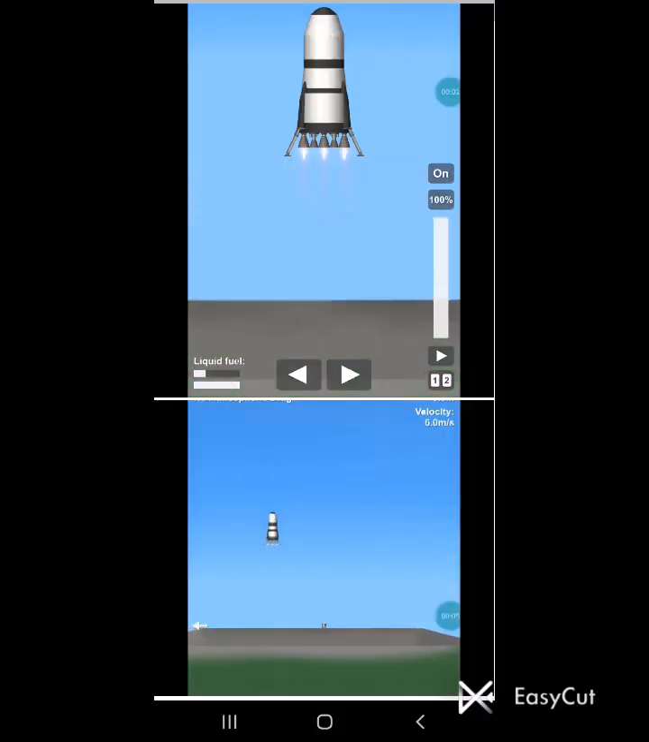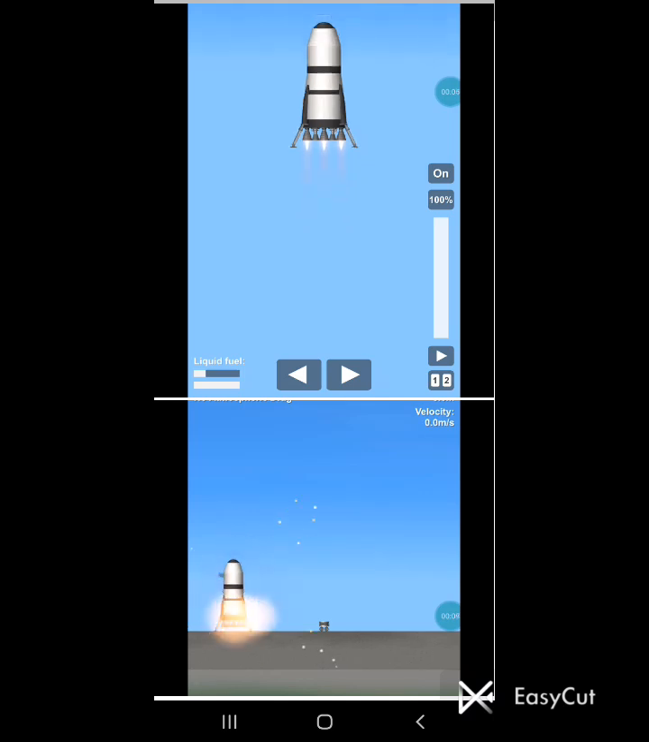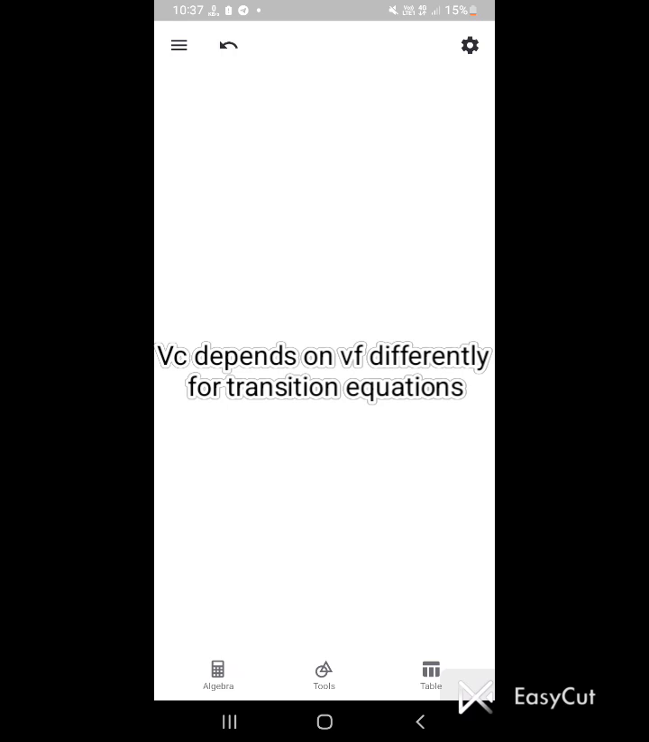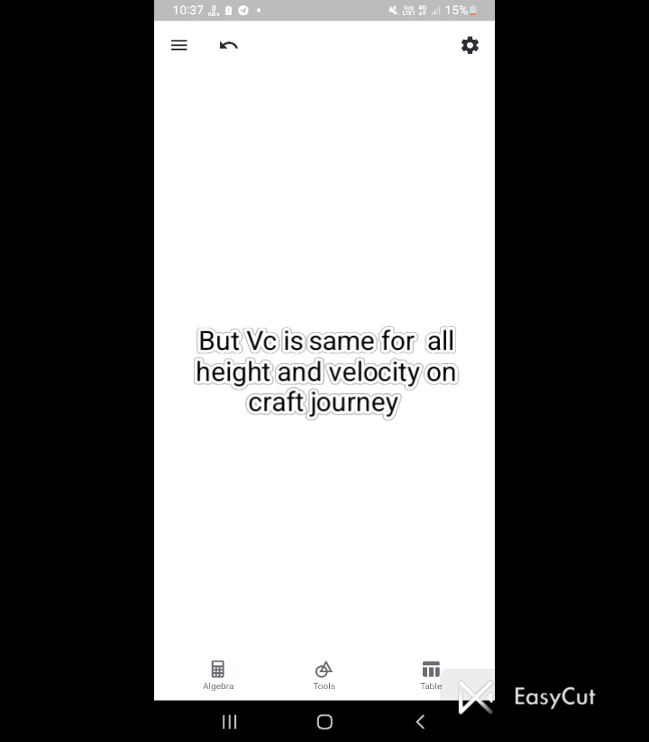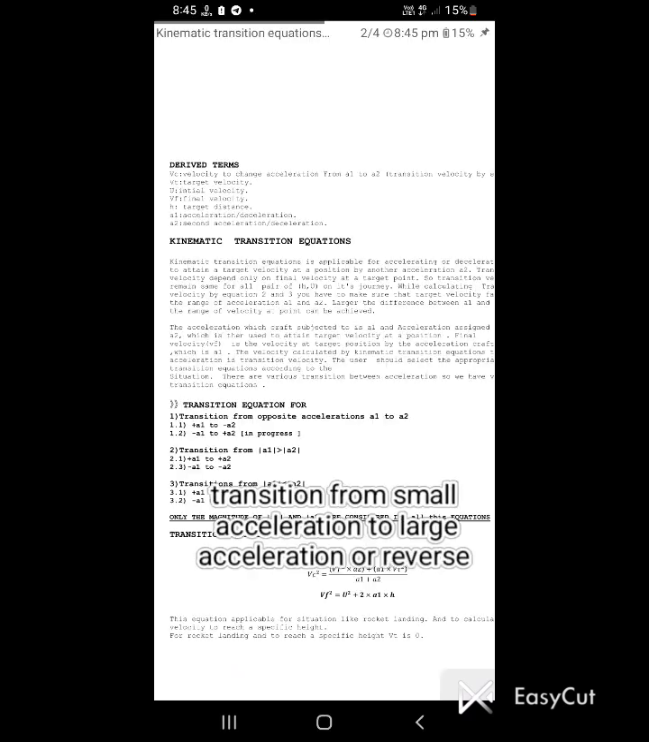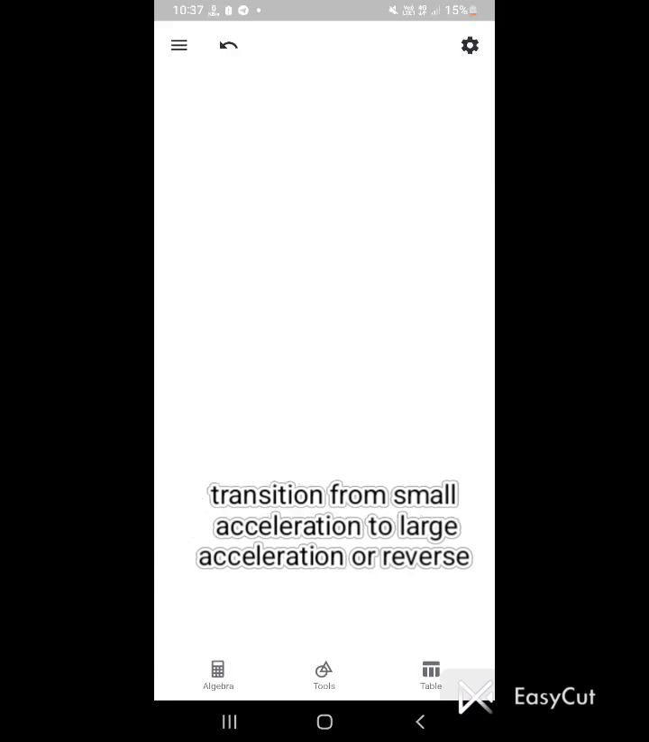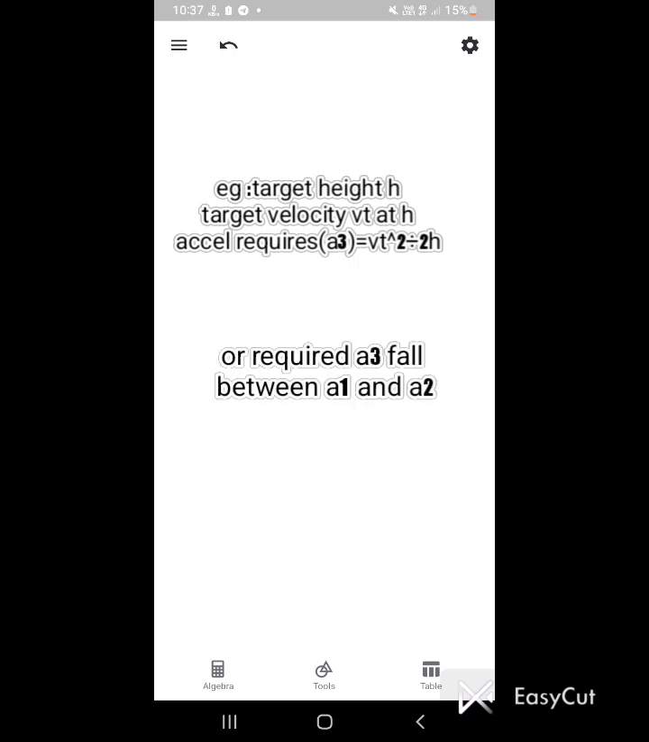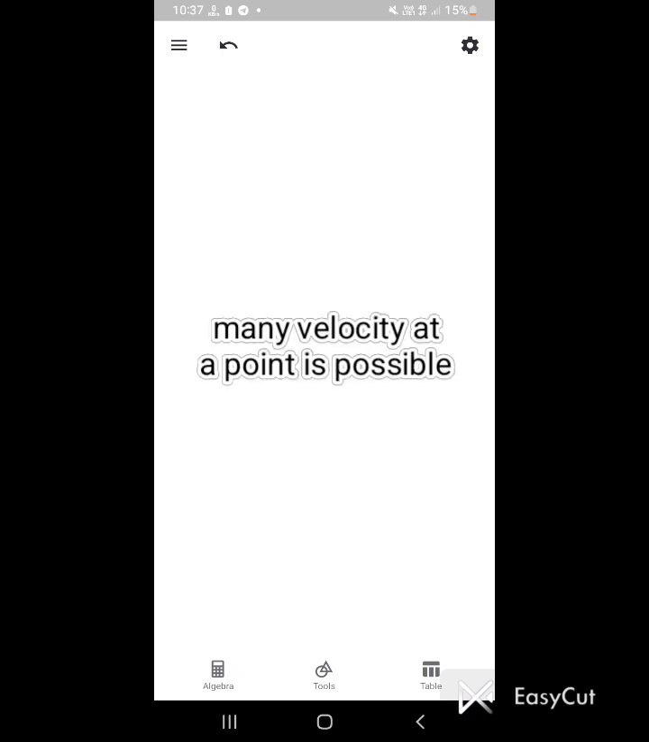Kinematic transition equations are applicable for accelerating or decelerating a craft to attain a target velocity at a position by another acceleration, a2. The transition velocity depends on the velocity differently for the different transition equations. But the transition velocity remains the same for all pairs of HU on its journey. While calculating the transition velocity by equations 2 and 3, you have to make sure that the target velocity falls between the range of accelerations a1 and a2. The larger the difference between a1 and a2, the greater the range of velocity at the point that can be achieved.